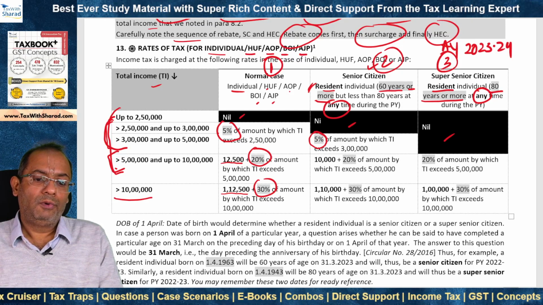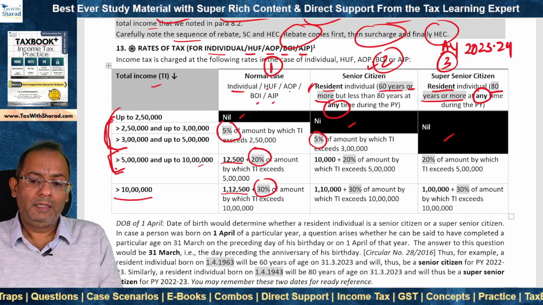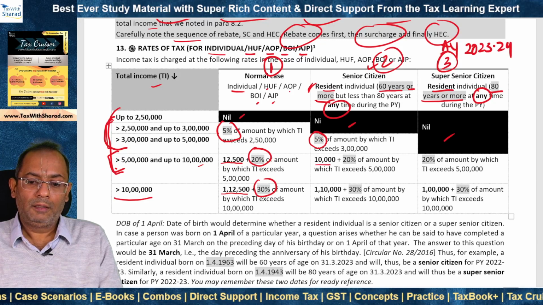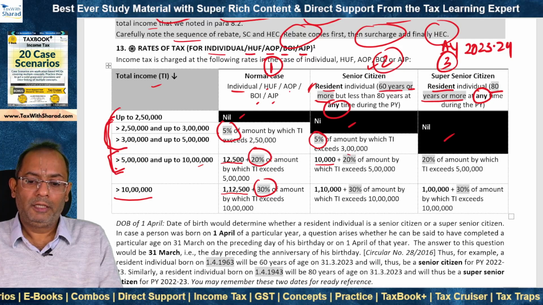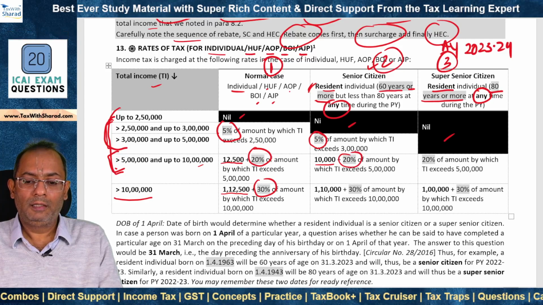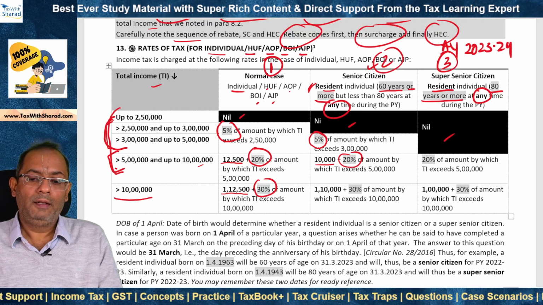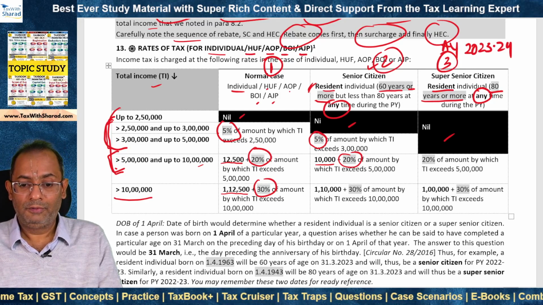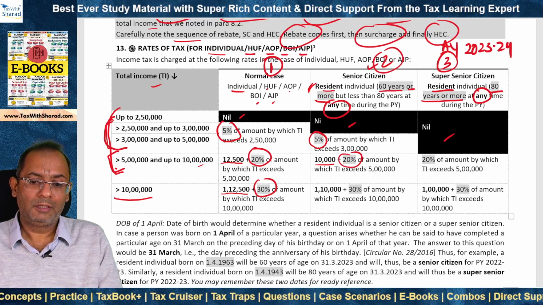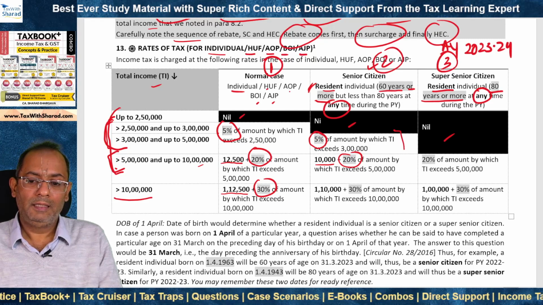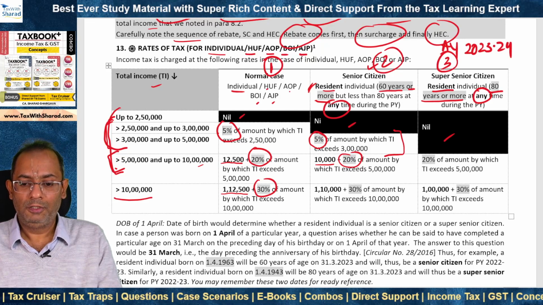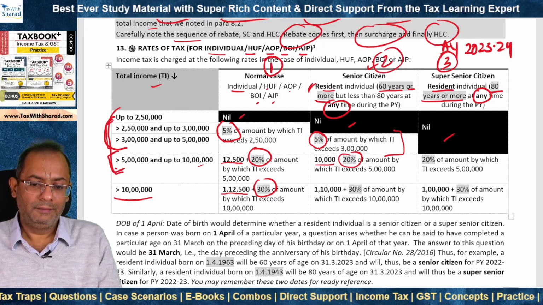Where total income is more than 5 lakh and up to 10 lakh rupees, then what do we do? 10,000 plus 20% of the amount by which total income exceeds 5 lakh. So total income minus 5 lakh, 20% of that, and then we add 10,000. What is 10,000? 10,000 basically is the amount of tax corresponding to this range of income. That's why we are adding it here.